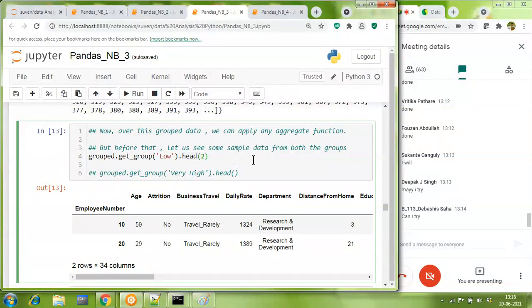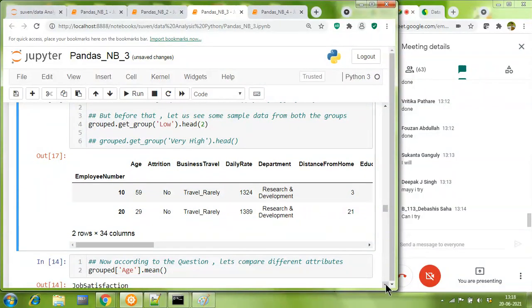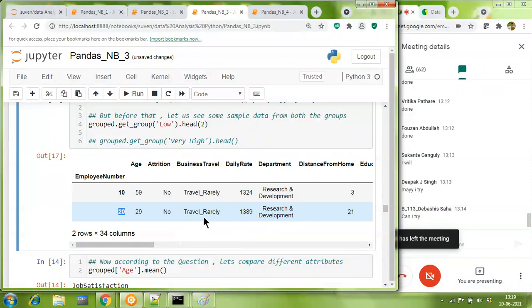Once I do so, as you can see running on my screen, you can very clearly see who is employee number 10 and who is employee number 20. So employee number 10, so and so information, 20, so and so information. By the way, the name is sealed from us, so we cannot come to know the employee's name in any way.